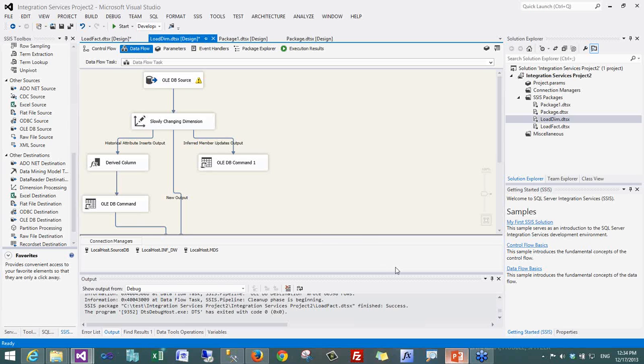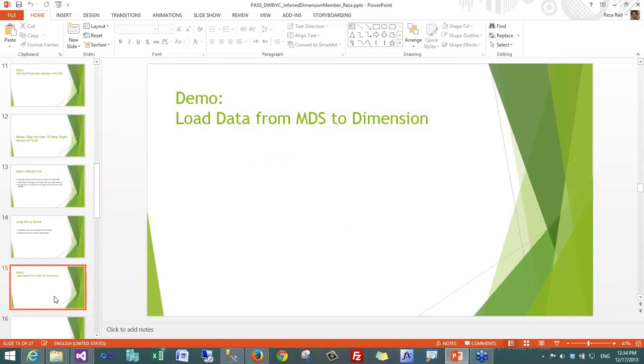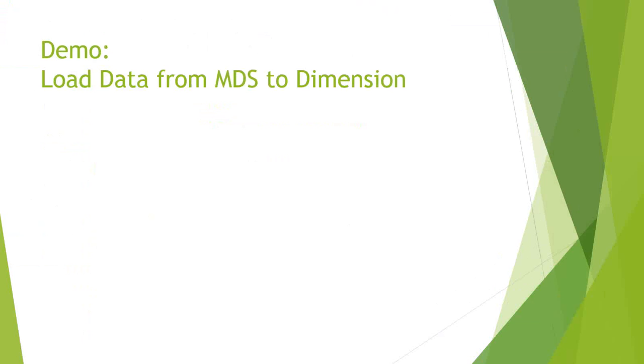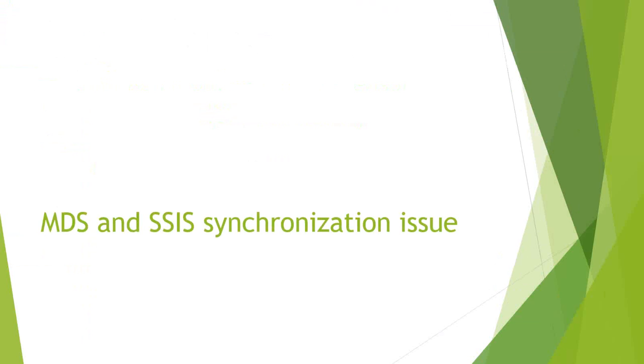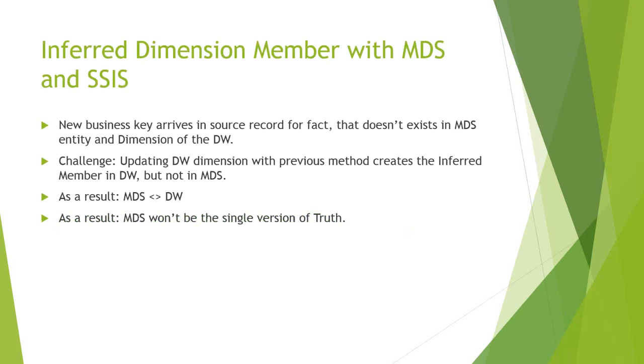But the story is not that simple. When you work with MDS and you want to work with SSIS and apply Inferred Dimension Member, there will be a synchronization issue. The issue is that Inferred Dimension Member happens during the fact load, so it's coming from the source of the fact table. So if you create that Inferred Dimension record in the data warehouse, but not in the MDS, then the data warehouse and MDS will not be similar.